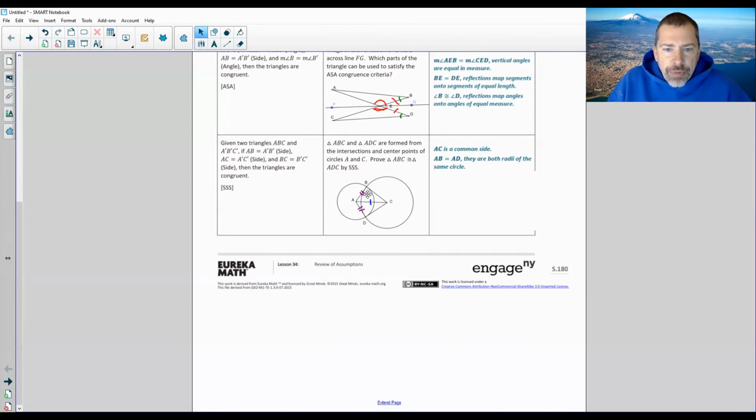So now we have a side, we have another side. And then finally we have BC equal to itself because they're both radii of the bigger circle C. So I can label that side right here equal to this side right here because they're both radii of circle C. Okay, and therefore, thus, triangle ABC is congruent to triangle ADC by S, S, S.